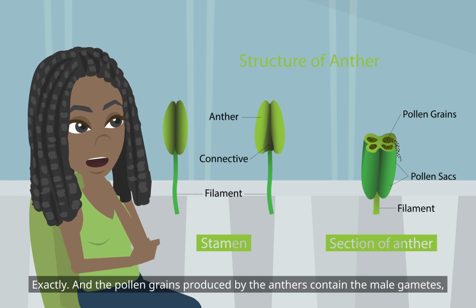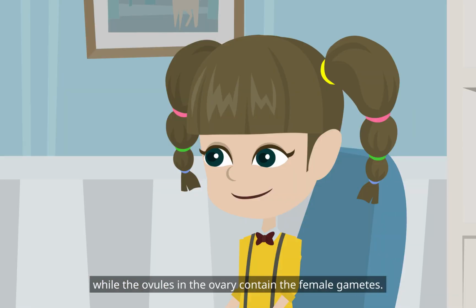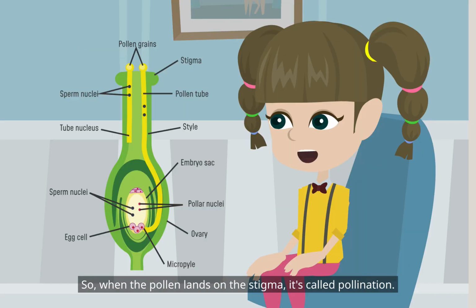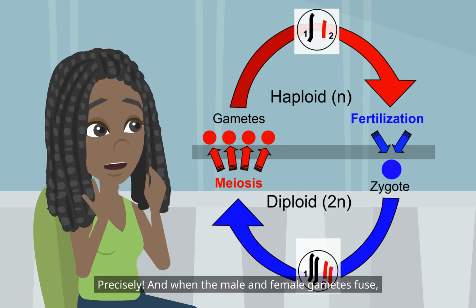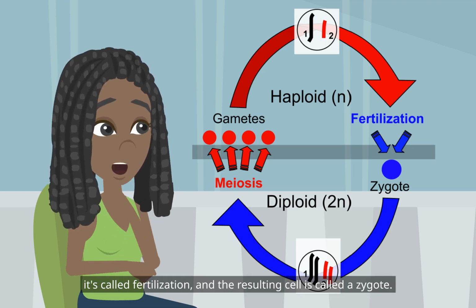Exactly. And the pollen grains produced by the anthers contain the male gametes, while the ovules in the ovary contain the female gametes. So, when the pollen lands on the stigma, it's called pollination. And if the pollen comes from a different plant, it's cross-pollination. Precisely. And when the male and female gametes fuse, it's called fertilization, and the resulting cell is called a zygote.